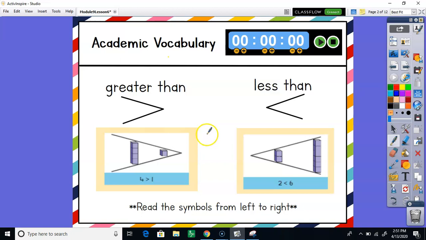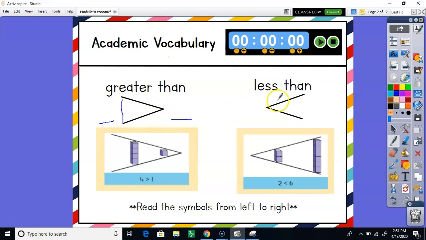The easiest way to remember the difference between the two is to try and read the symbols from left to right, just like you would read in a book. If I read this symbol from this side to this side, see how big this is? It's great. It's tall, big, huge. It's greater than this side. So if you put a number right here, this number would be greater than this number.